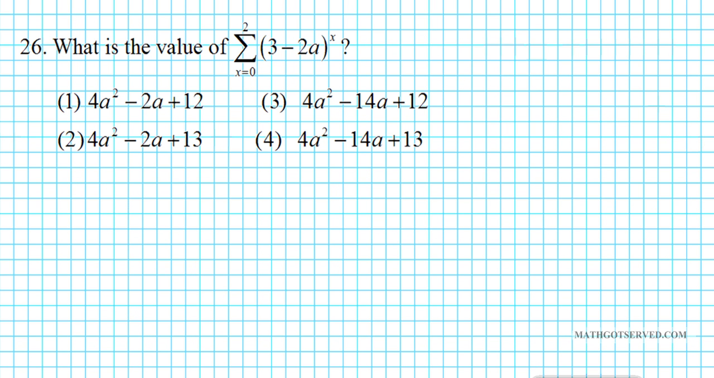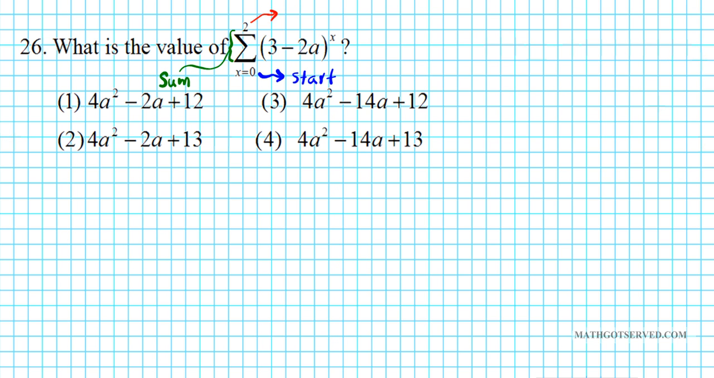All right, let's take a look at number 26. It says, what is the value of the discrete sum from 0 to 2 of 3 minus 2a raised to the x power? All right, so you really want to understand what this notation is asking you to do, okay? So this symbol, sigma, means to add, or find the sum. X equals 0, this is where you start. That's a starting index. And then this value right here is where you stop.